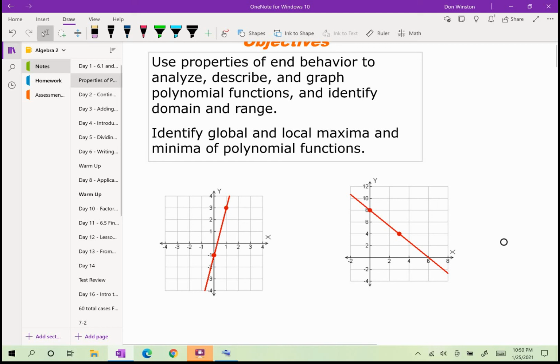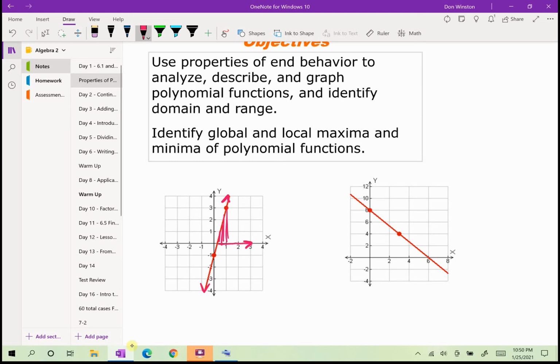So let's begin with a simple case, a simple linear function. What do we mean by end behavior? Well, end behavior is what happens to the graph as x goes to positive infinity. So what happens to this graph as x goes to positive infinity? Well, as you notice here, as x increases, y is increasing.